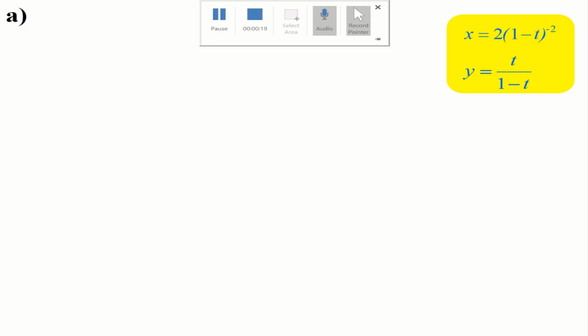So then dx/dt equals 2. We copy the 2 in front. Then we bring down the power negative 2, and then the power of (1 minus t) should be minus 1, so it becomes negative 3. And then we differentiate the bracket 1 minus t, we get negative 1. So then we simplify. We get 4 over (1 minus t) cubed.